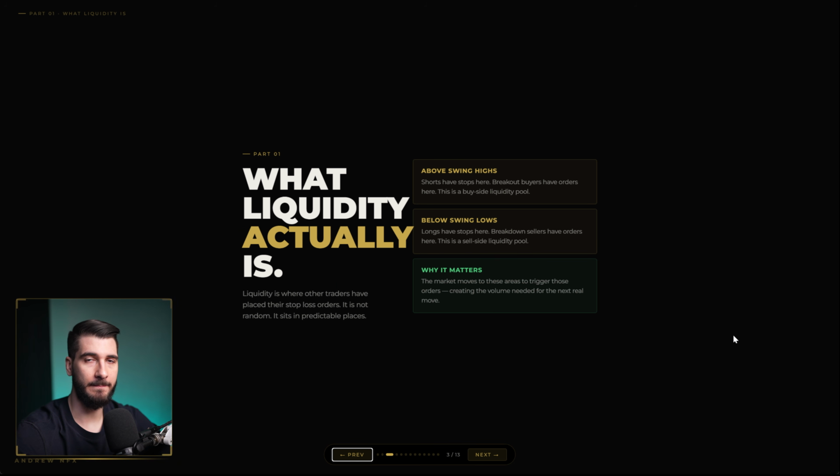So, what is liquidity? In simple terms, liquidity is where other traders have placed their stop loss orders. Every time a trader enters a position, they put a stop somewhere. Most of the time, that stop sits just above a recent high or just below a recent low. And when enough stops are sitting in that same area, that area becomes a liquidity pool.